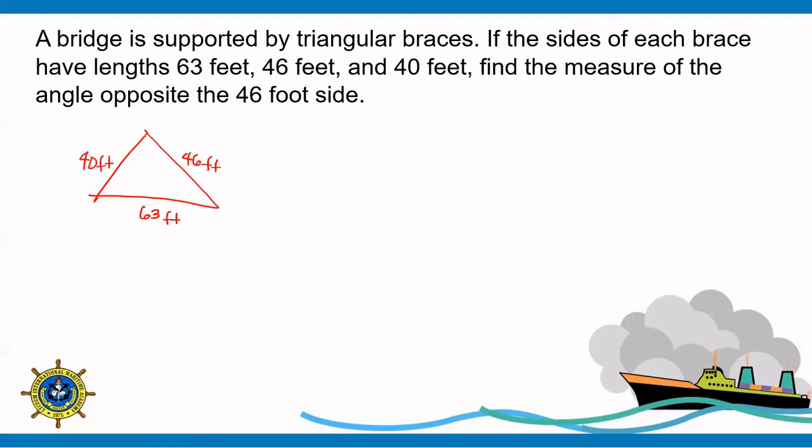Okay, so assume natin that this is your A, B, and C. So therefore this is B, this is A, and this is C. Now, ang tinatanong sa atin is yung measure ng angle opposite the 46-foot side. So ito is yung 46 foot side. Yung opposite niyan, yan. So that means we're looking for angle A.